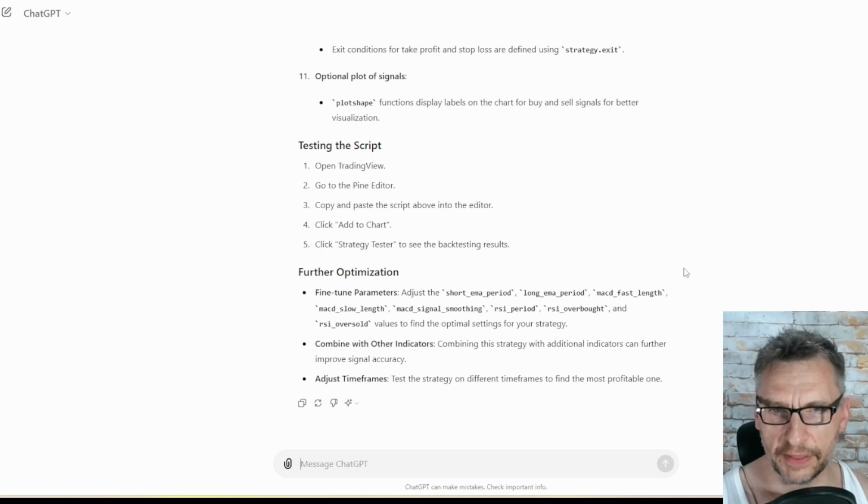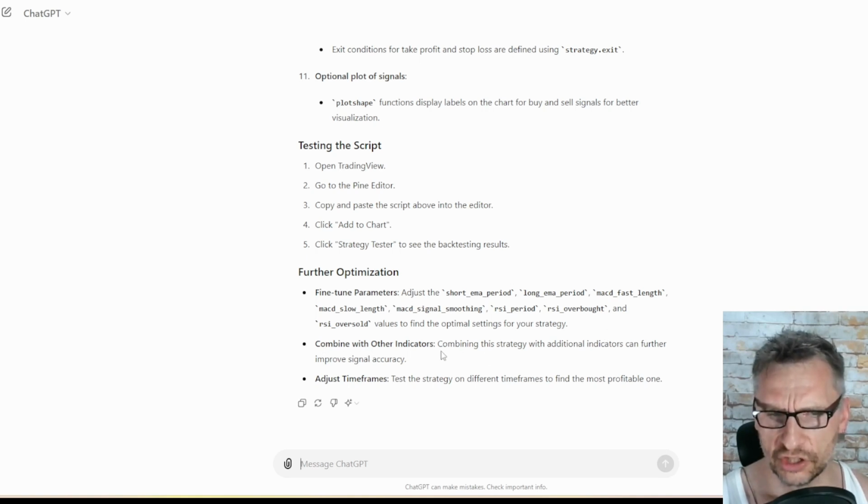All right, so there's only one script. There is no further script, but there are some further optimizations suggested. Fine-tune parameters, adjust the short EMA period, long EMA period, MACD fast length, MACD slow length, MACD signal smoothing, RSI period, RSI overbought and oversold values to find the optimal settings for your strategy. So I guess this would be another prompt, and basically I could just copy and paste this over here. Maybe we can do that just to show you.